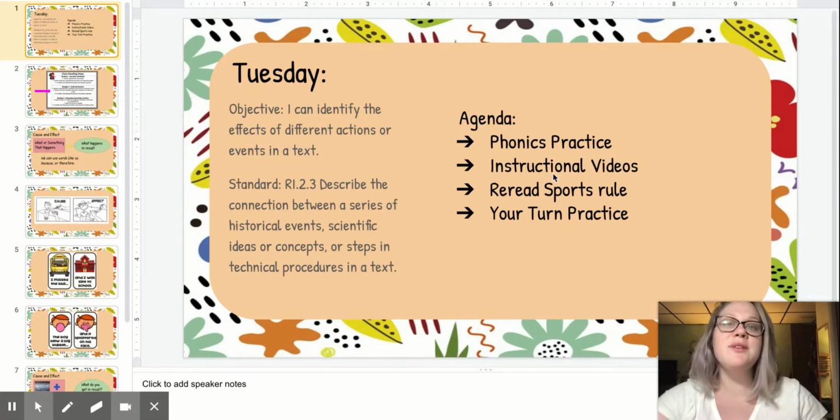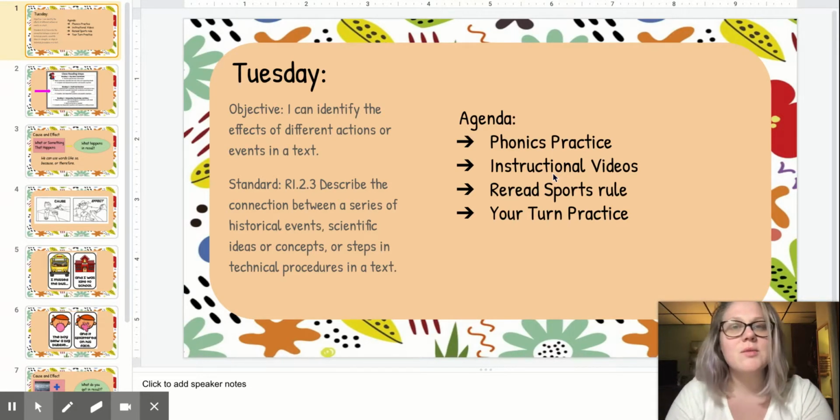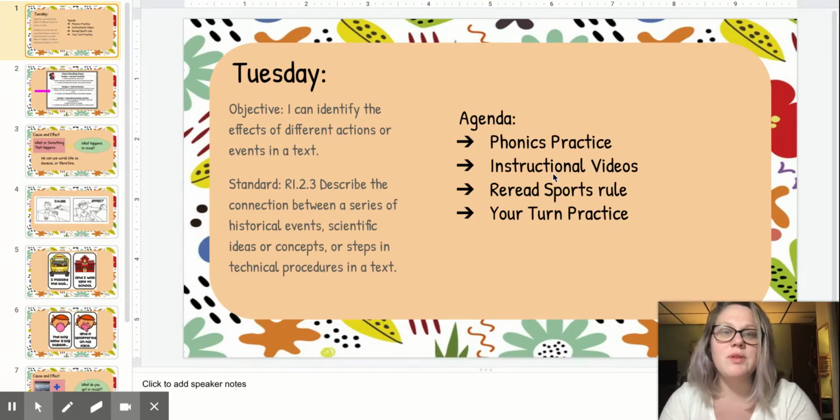So the reason why we use cause and effect is that we want to be able to see how one event can affect other events, and sometimes we can even see a chain reaction or how those effects continue to ripple throughout a text. So your agenda today looks like you should be always doing your phonics practice and watching an instructional video when it's posted.